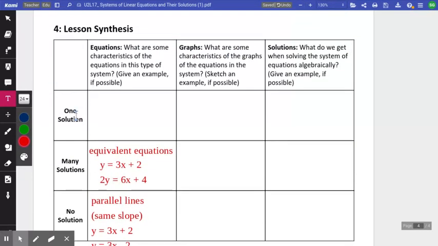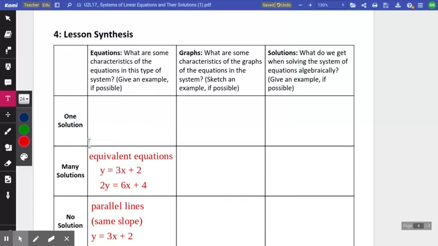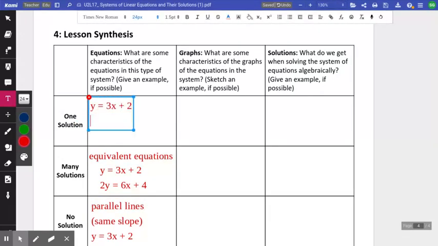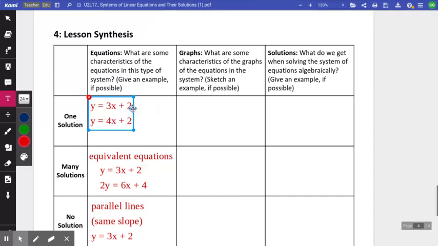One solution would be anything else. It would be equations that aren't equivalent and equations that don't have the same slope. So, for example, if we had 3x plus 2, if that second equation had any different slope that wasn't 3, so I don't know, 4, 4x plus 2. Those two lines there have different slopes. It means they would be intersecting in a single point, which takes us nicely to this next column here on the graphs.